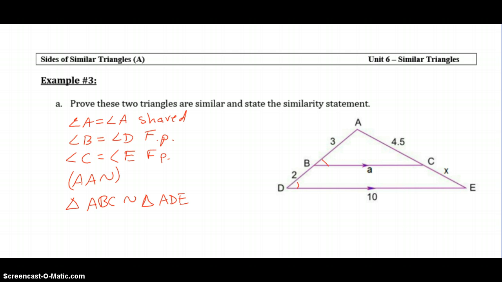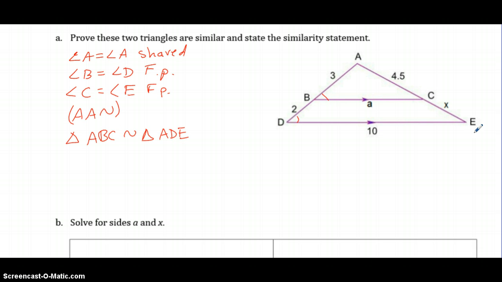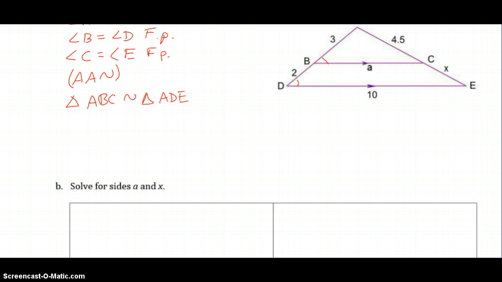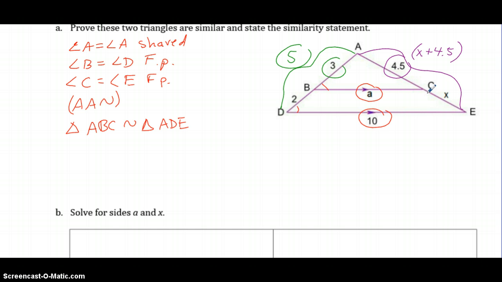And because of the way I set them up here, it makes my similarity statement writing real quick. This one's one of those ones that's a lot easier to see which ones pair up because they're not spun around or rotated or flipped anything crazy. It just literally, this bottom line got stretched downwards. So for this one here, if I wanted to solve for A, that's this missing side here. So A and 10 match up. 3 and the whole side, which is 5, match up. And over here we've got our 4.5, the small side on there, and the whole thing, which is x plus 4.5. X only goes from C to E right there.